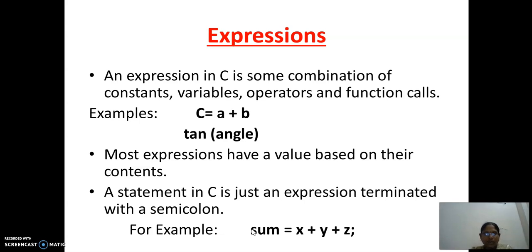In maths, you have the option of writing x plus y plus z is equal to sum, one and the same. But in a programming language, you never perform operations on the L value. Whatever operations you are going to perform will be on the right hand side, and you will save the result in the left hand side.